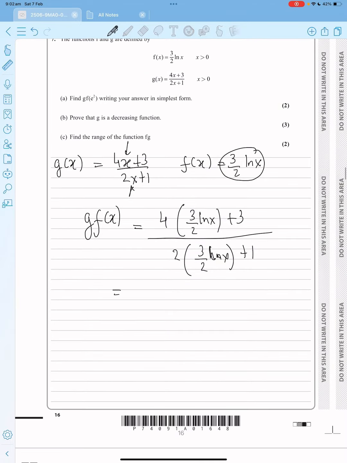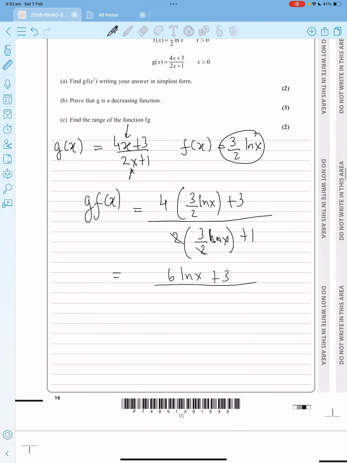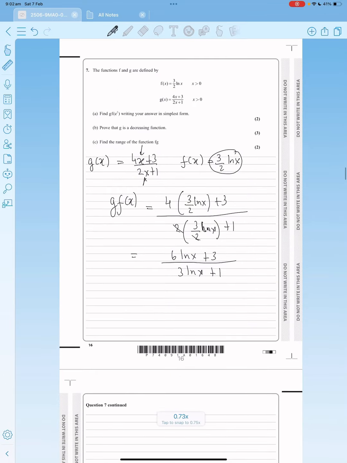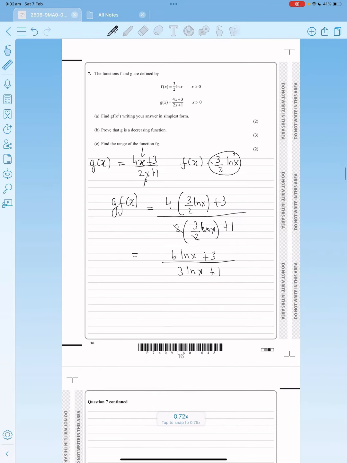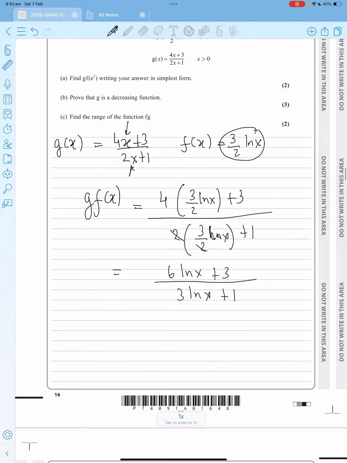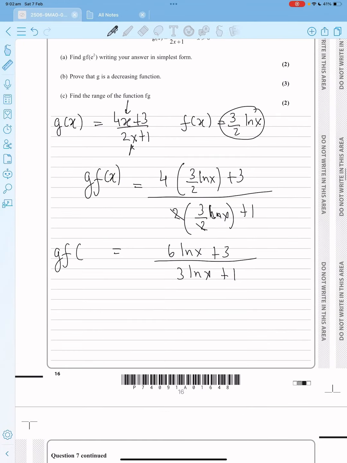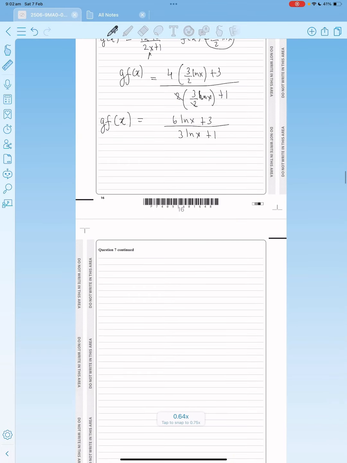Now let's keep on going. 4 and 2 would cancel out to become 2. Times that by 3, it would become 6 ln x plus 3 over, these 2's would cancel out as well. So this would become 3 ln x plus 1. Nice, it becomes a sort of easier function. It says now we want to input e squared. So this is gf of x, and now I want to input gf of e squared. So 6 ln e squared plus 3 over 3 ln e squared plus 1.